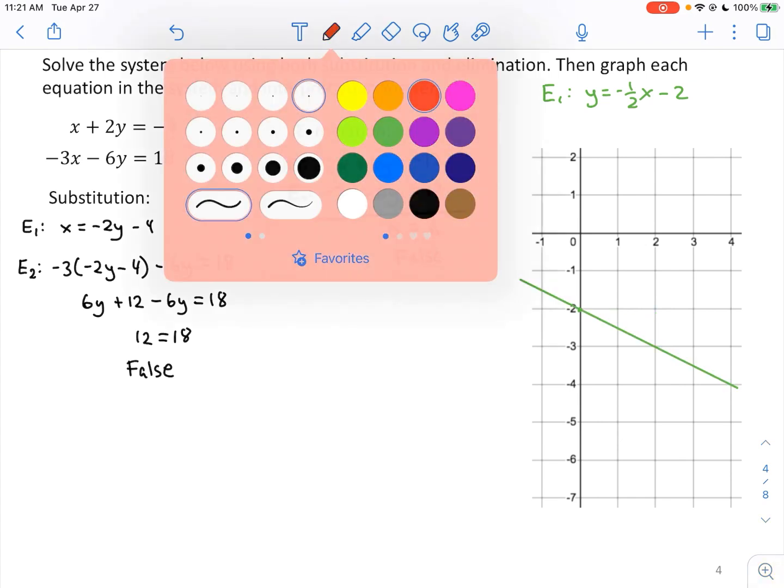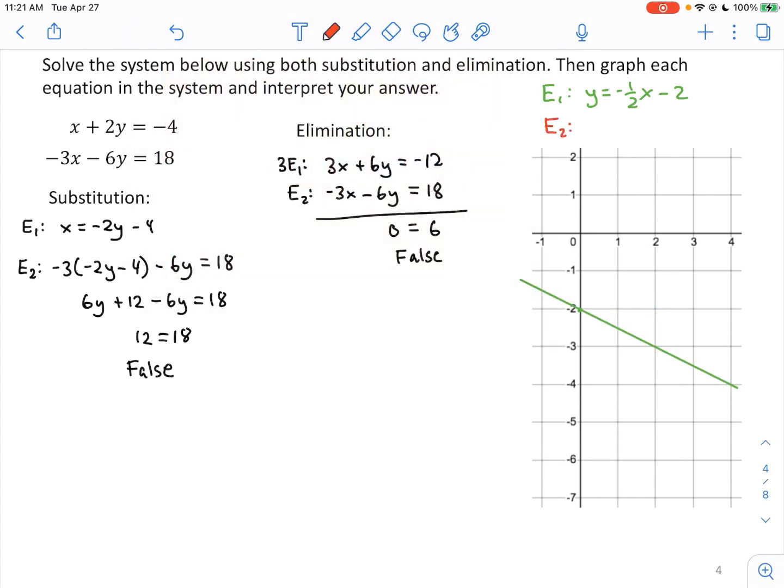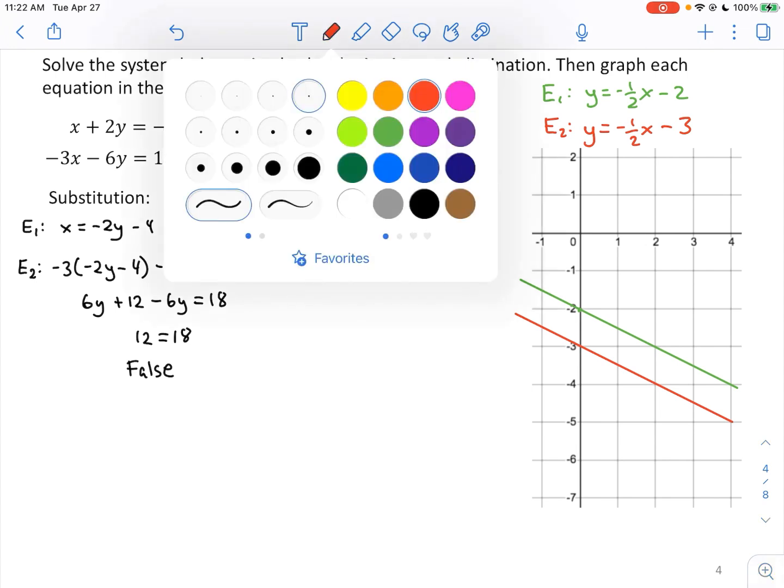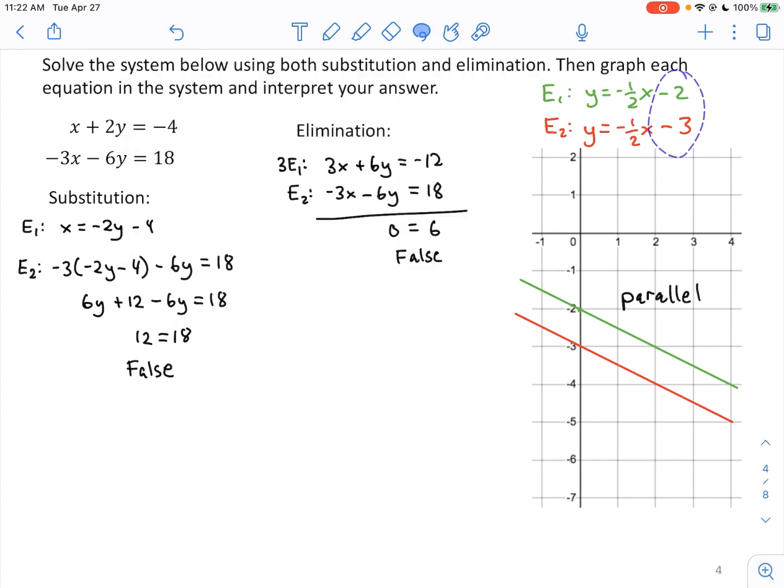Equation 2, if we were to solve equation 2 for y and see what it looks like, I would add 6y to this side and then subtract the 18 to that side, then divide everything by 6, and that would give me y is equal to negative 1/2 x minus 3. So this has the same slope, but a different y-intercept. It goes through negative 3 instead of negative 2. And the two lines are parallel, but not the same. Same slope, but different y-intercepts.